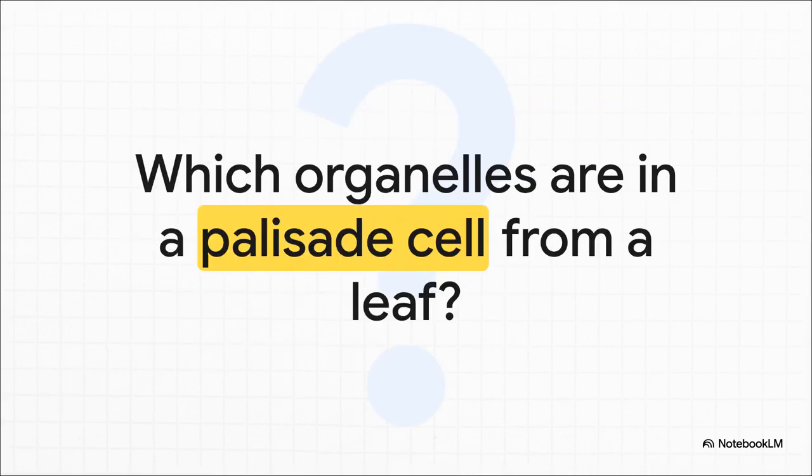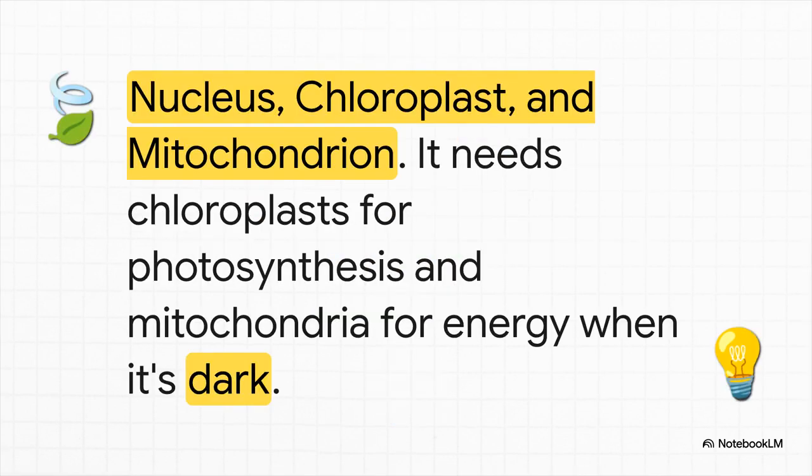Okay, next up, a palisade cell. Now this is a special cell found in the leaves of plants, and its main job, its whole purpose, is to make food through photosynthesis. So what does it need? This is a classic one. The answer is all three.